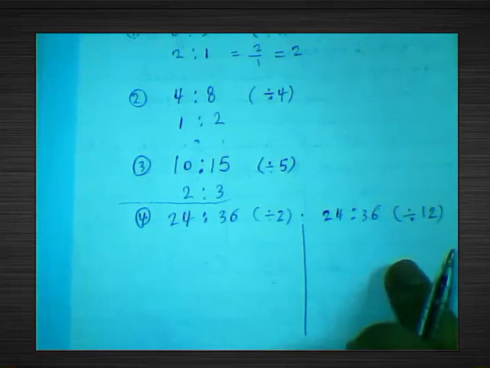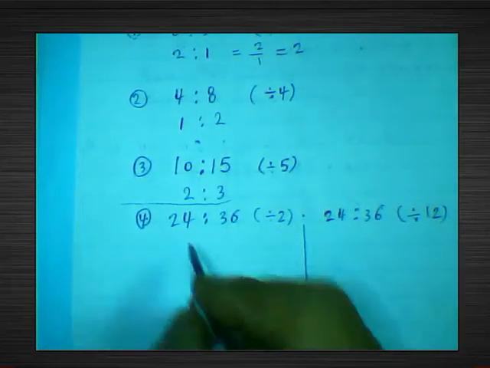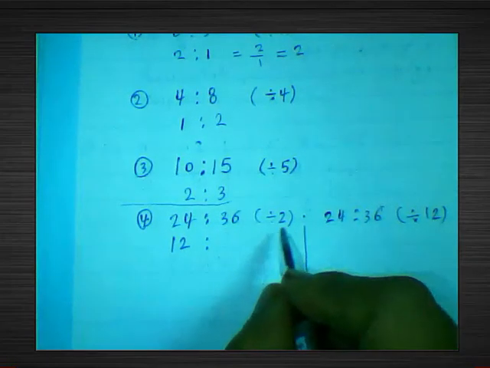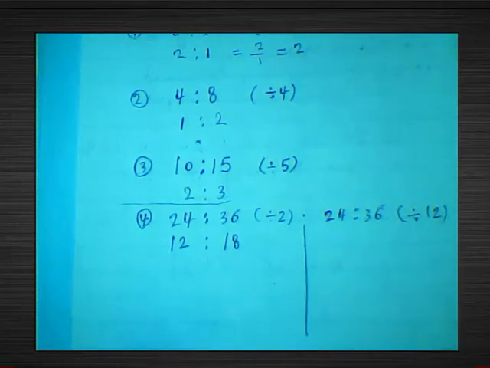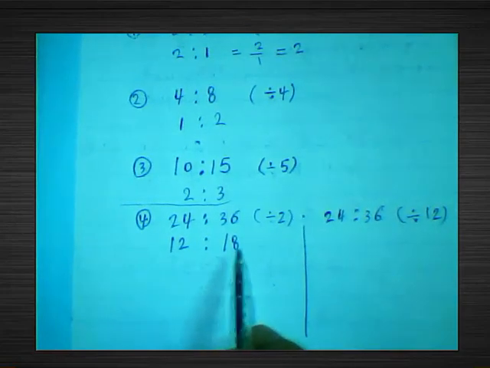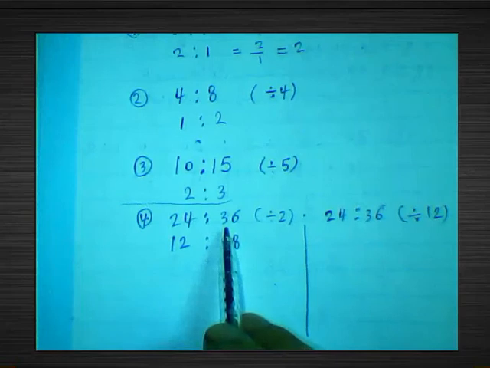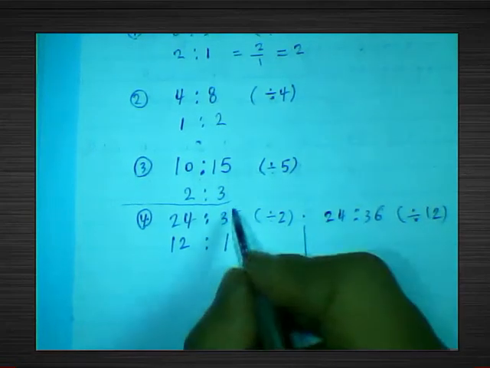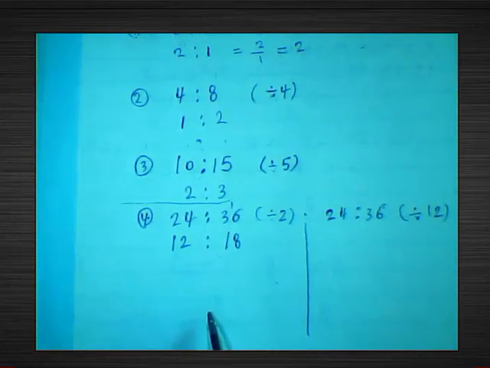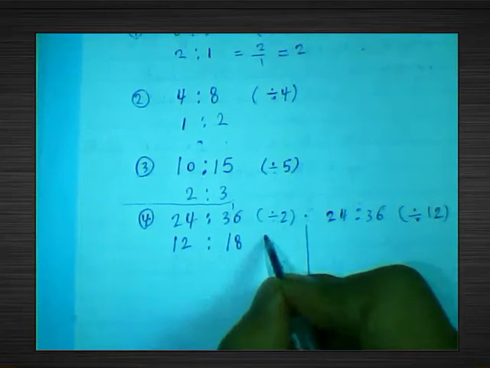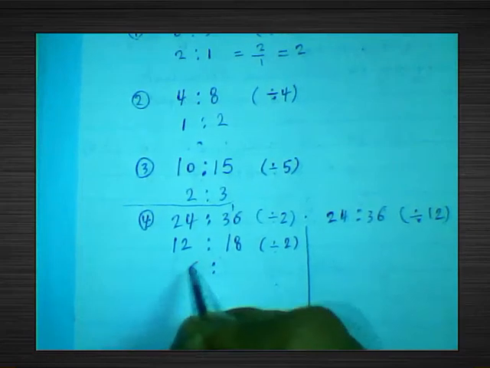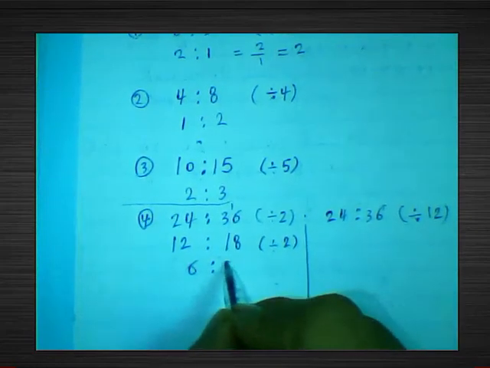It's very easy. Okay? So 24 divided by 2 equals 12, and 36 divided by 2 equals 18. You can find the result in your head. 3 divided by 2 equals 1, and the remainder 1. 16 divided by 2 equals 8. It's the method of dividing. Another step, we can divide it by 2. 12 divided by 2 equals 6. 18 divided by 2 equals 9. It's okay.